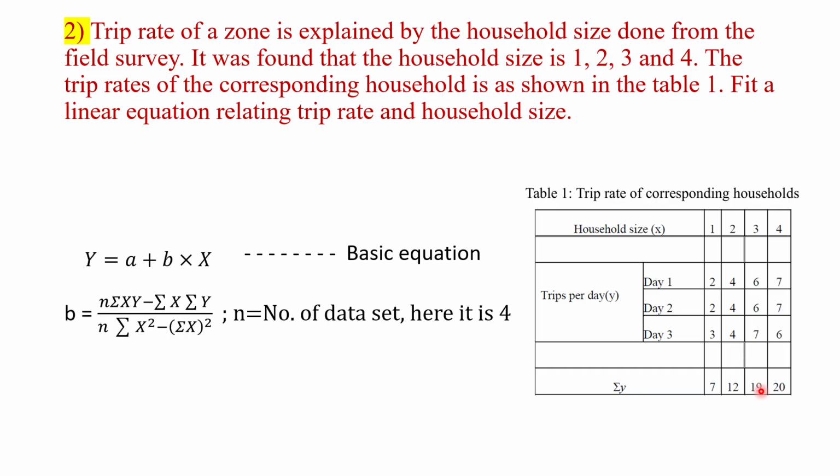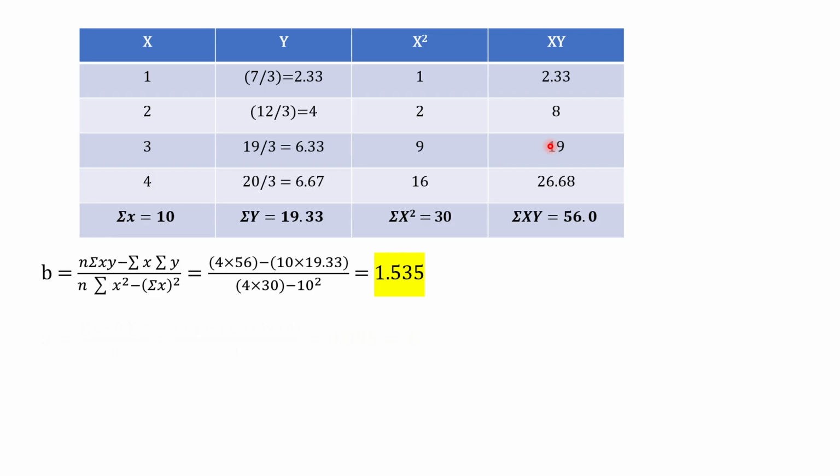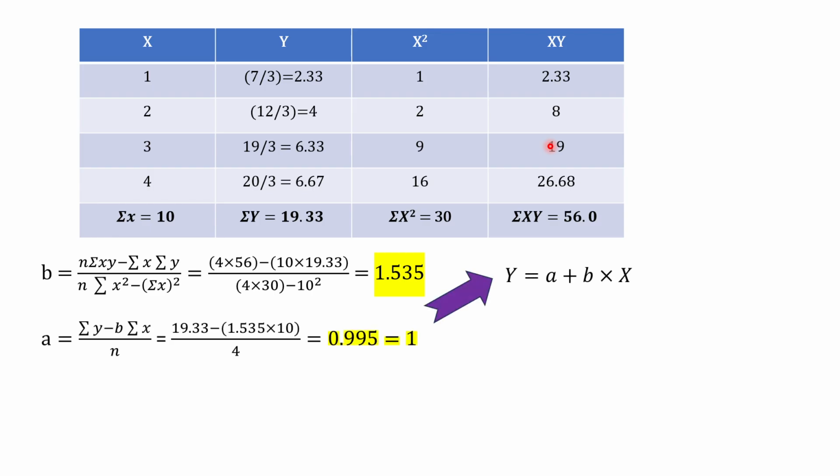So we have the same basic equation, same equation for B, same equation for A, but in our table we have to take the y as 7 by 3, 12 by 3, 19 by 3 and 20 by 3. The 7, 12, 19, 20 are the total sum of the trips per day in all the days divided by the total number of days. Okay. So you have x value, you have y value, just find the x square and x into y. Apply it in the equation B and A, you will get the equation y is equal to a plus bx.